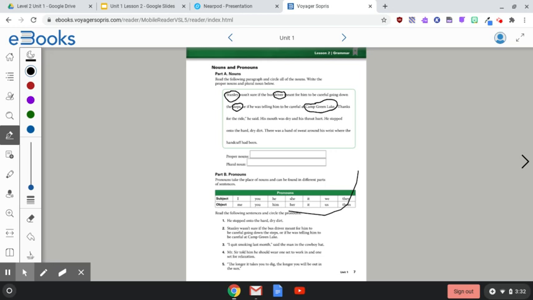Let's look at the first sentence. He stepped onto the hard, dry dirt. I see the word he in the box and in the sentence. I know it's a pronoun, so I'll circle it. When we read sentences in isolation, we can't always tell what the pronoun is replacing. In this case, from reading the passage, we know he is replacing Stanley. So now I want you to go through and complete numbers 2 through 5. Make sure to circle all of the pronouns.